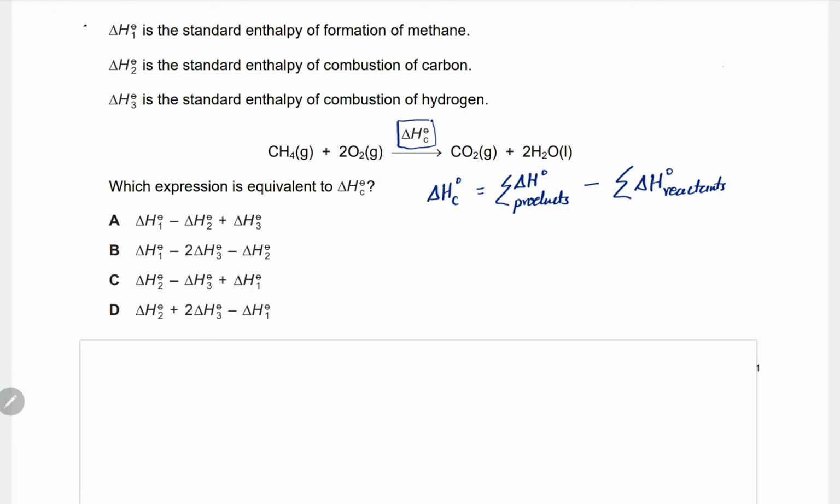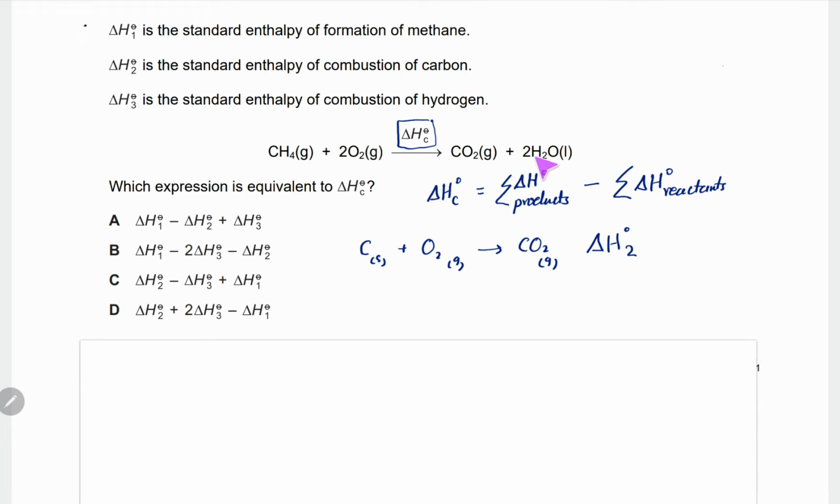Now, here one of the products is carbon dioxide, and they say that delta H naught 2 is the enthalpy of combustion of carbon. When carbon solid is burnt in oxygen gas, producing carbon dioxide gas, the heat or the enthalpy is represented by delta H naught 2. So this is the enthalpy of formation of carbon dioxide, which is present in the products.